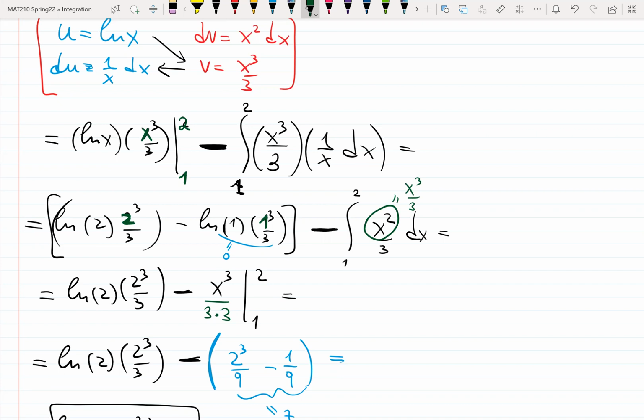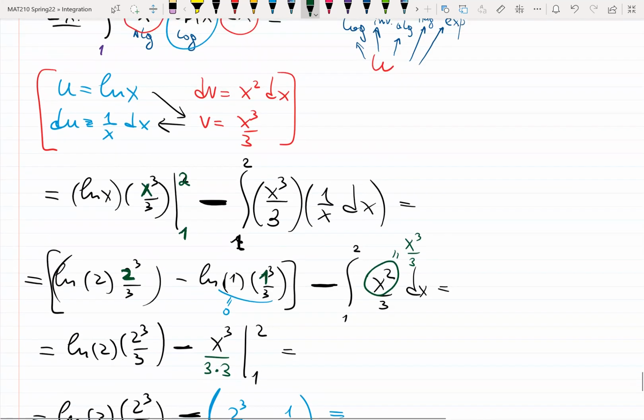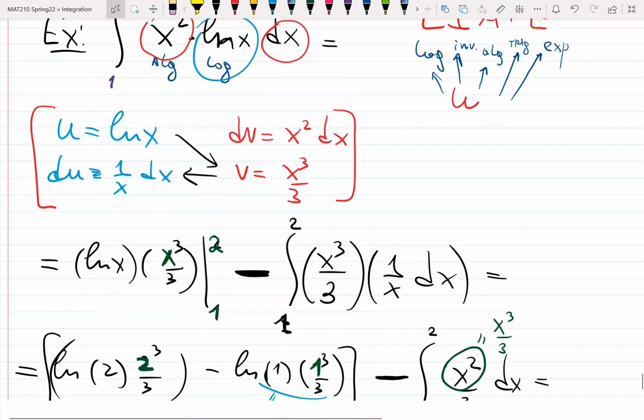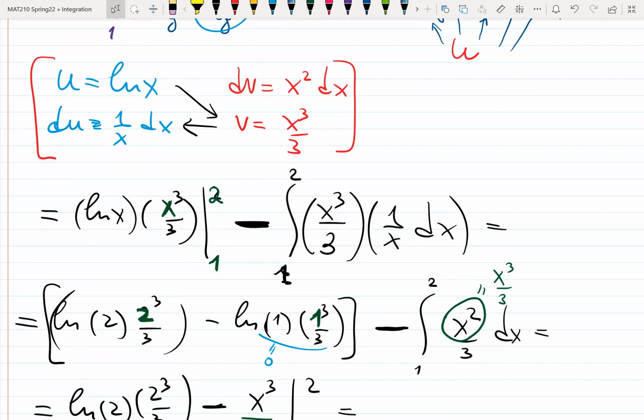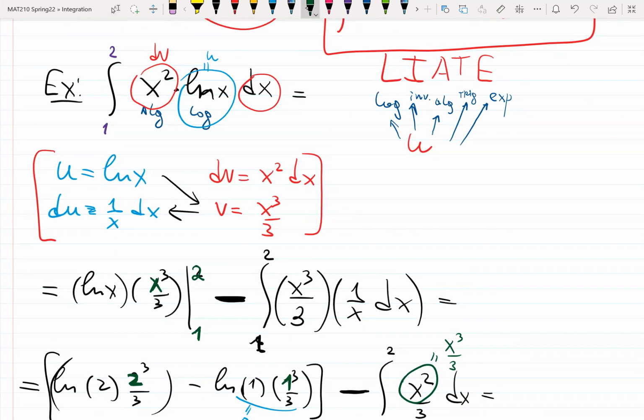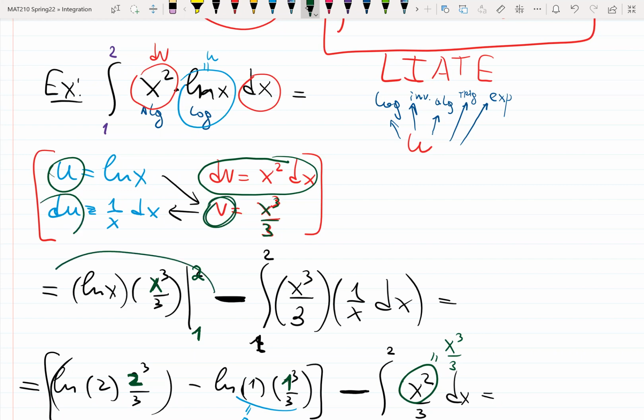For the integral, I mean the integral when it is x squared. Let me find. Oh, this one. X squared is dv. I'm integrating x squared, it becomes x cubed over 3. u times v gives me this part. Minus v times du gives me this part instead of the integral: x cubed over 3 times 1 over x dx.